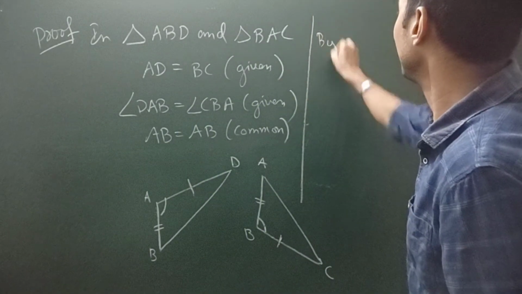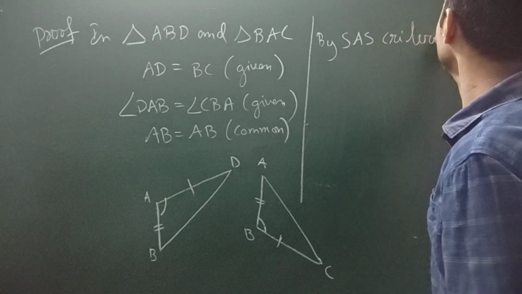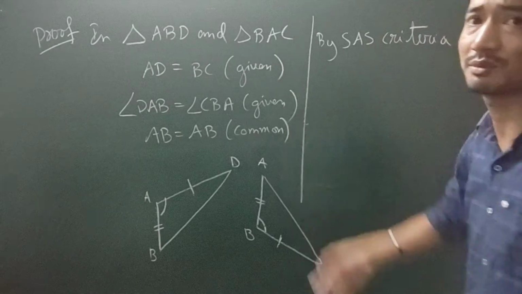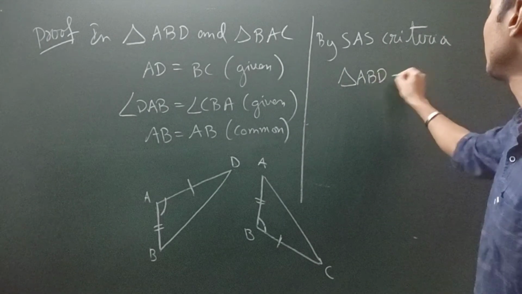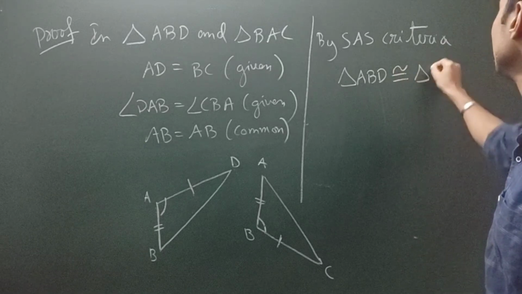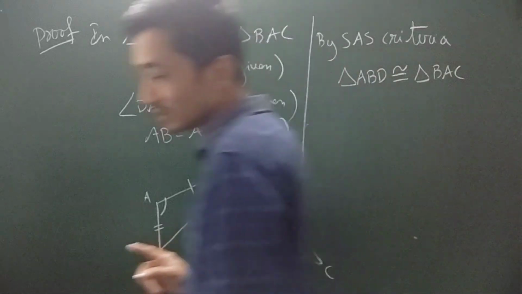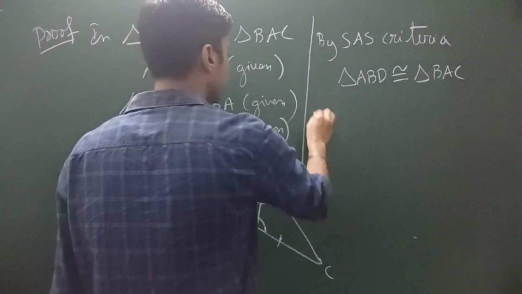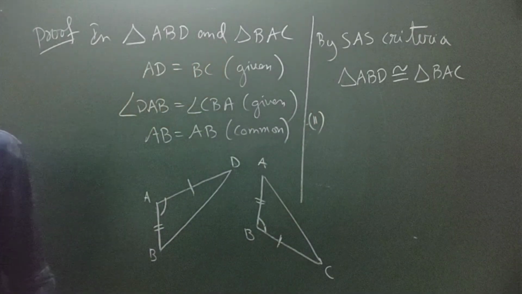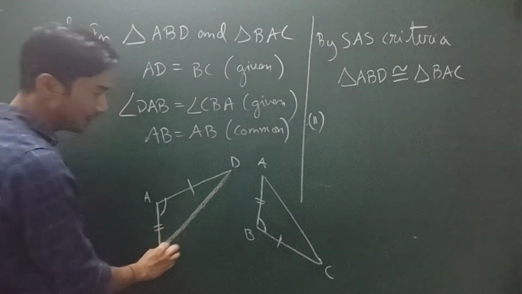So again, by side angle side congruency criteria, actually you're supposed to write by congruency criteria, triangle ABD is congruent to triangle BAC. Okay, that's what we have to prove, isn't it? Second one, BD is equal to AC. We have to prove that BD is equal to AC. Already proved. How? BD is equal to AC.